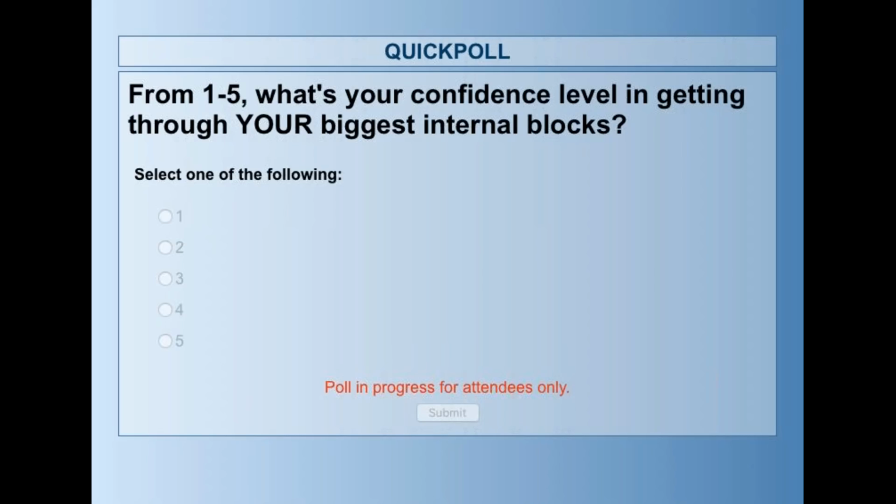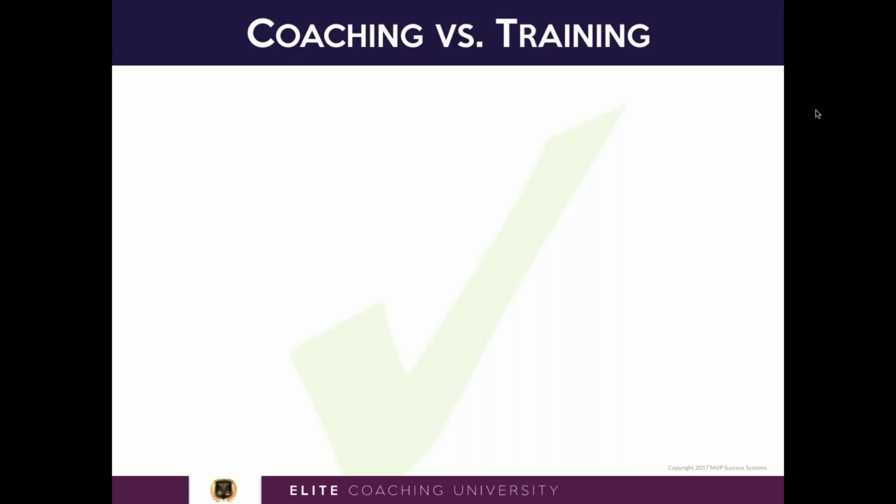And most of you are coming in at 2 or 3. That's kind of interesting. I did not anticipate it was going to be that low, actually. So most of you are coming in, 40% of you say 2, 33% of you say 3, 20% say 4, 7% say 1, and nobody said 5. Interesting.